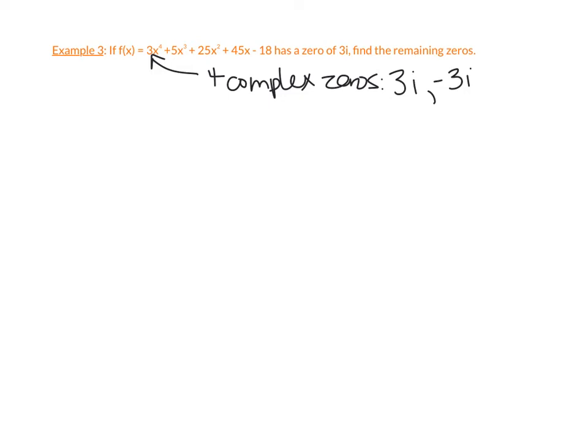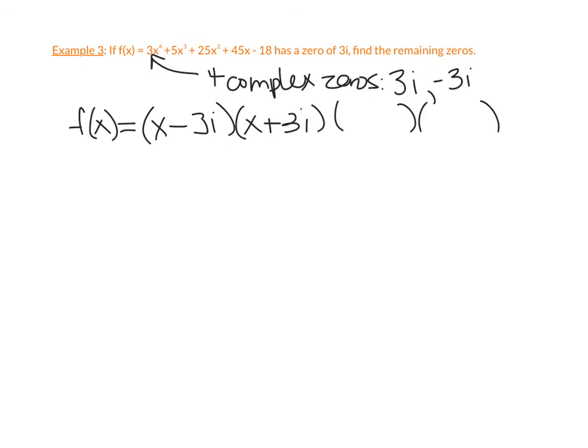So the first thing that we're going to do is remember that we can write this out in factors. So we know one of our factors is x minus 3i. We know another factor is x plus 3i. It's minus the negative 3i. We don't know our other 2, but hopefully we can figure out the other 2 by using polynomial long division.